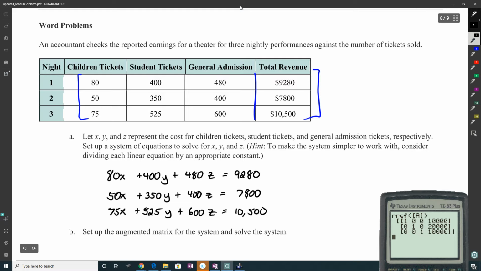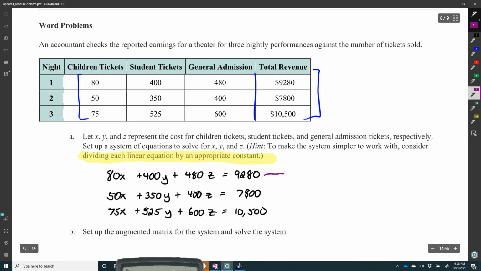Now notice the hint I gave you. Divide each linear equation by an appropriate constant so that the numbers won't be so huge. What I mean by that is this first equation, and I have my notes in front of me to save time. So this first one I can divide by 80. This one, I can divide everything by 50. And this one, I can divide everything by 75.